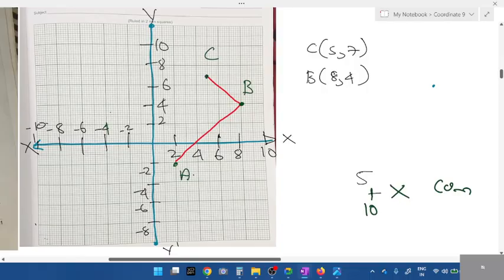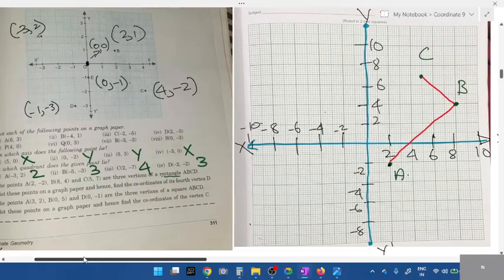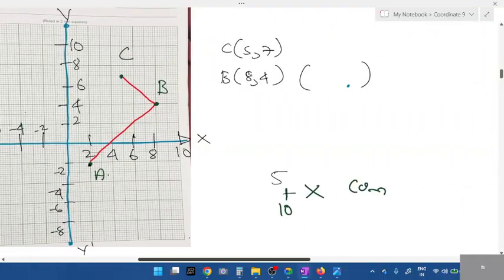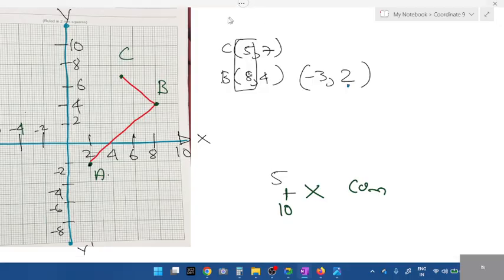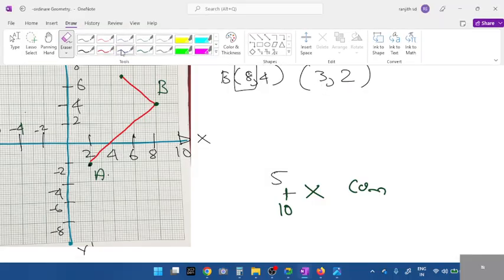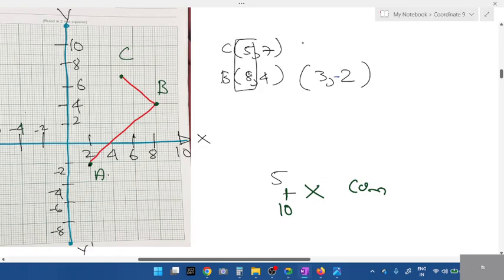Opposite to B, which point is given? A is given. What is the A value? A coordinate 2 comma minus 2. Write it like this in the working column and find out the difference between these two. So this is point A. I should write the D point, right? Does it make sense what I've written, students?